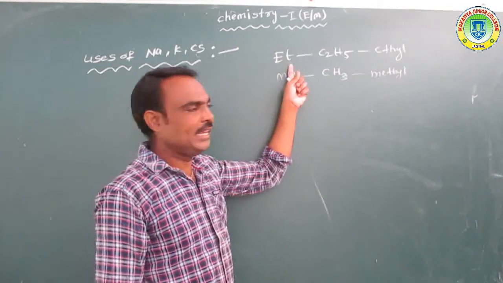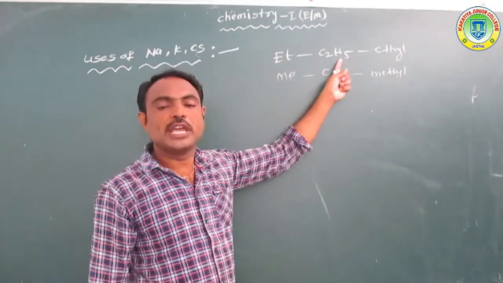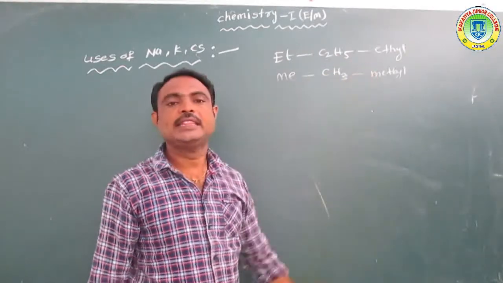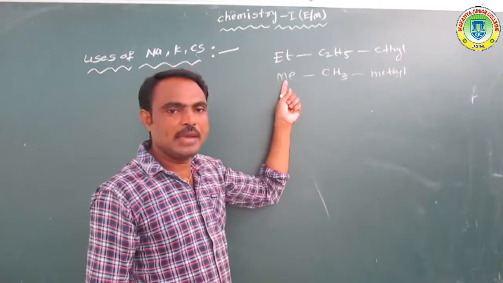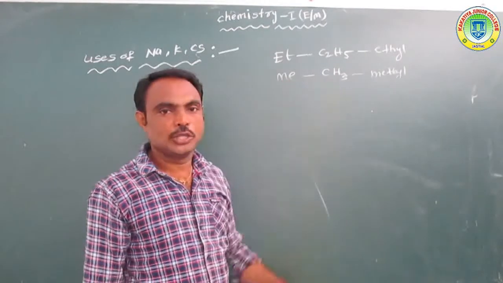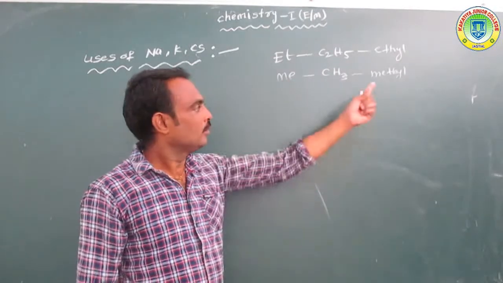What is the Et? C2H5 means ethyl. What is the Me? CH3 means methyl.